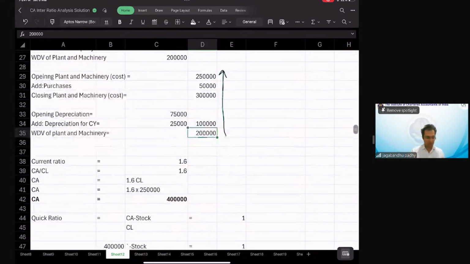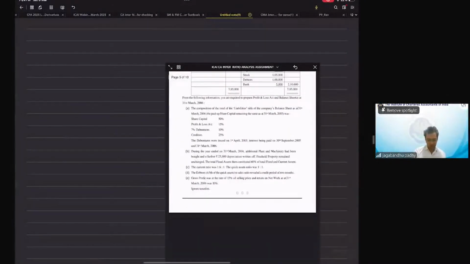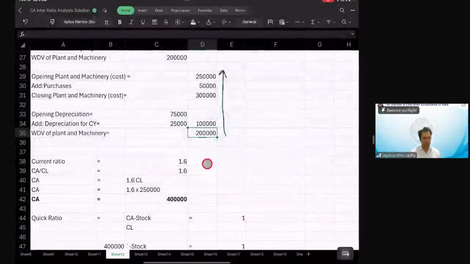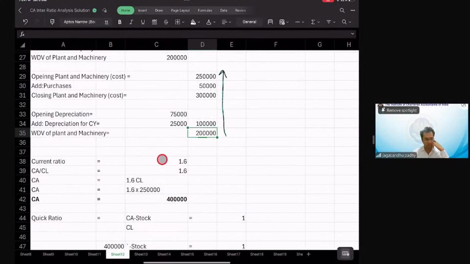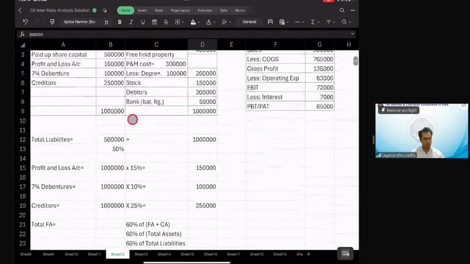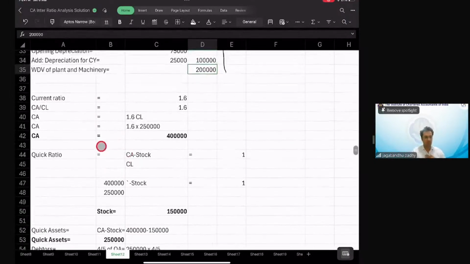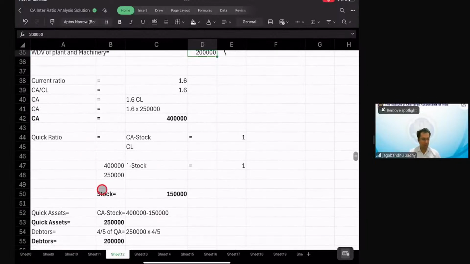Then we use the current ratio. Next ratio was current ratio, which is 1 is to 1.6, and quick assets ratio is 1 is to 1. Current ratio is 1.6. Current asset to current liabilities is 1.6. Current asset is 1.6 into current liabilities. Current asset, we got it as 4 lakh because we already know the value of current liability over here. We just take the creditor, 2 lakh 50,000. And we use the quick ratio to get the value of stock. Quick assets is anyway current asset minus stock, which is 2 lakh 50,000.